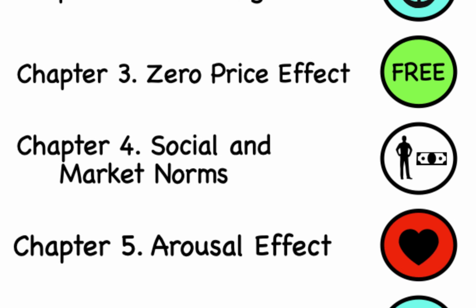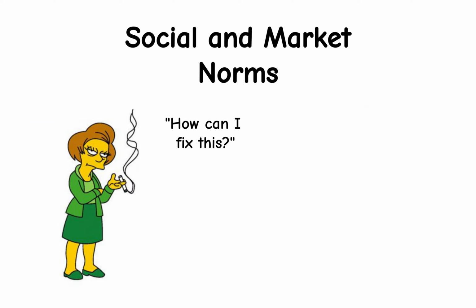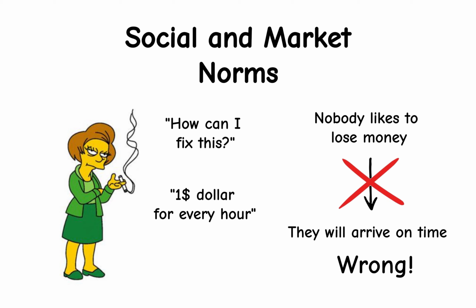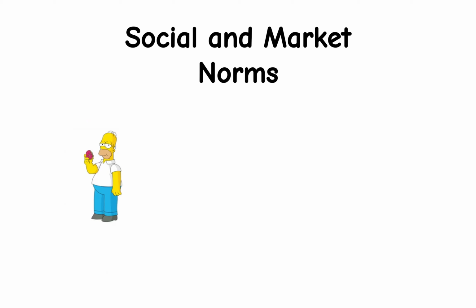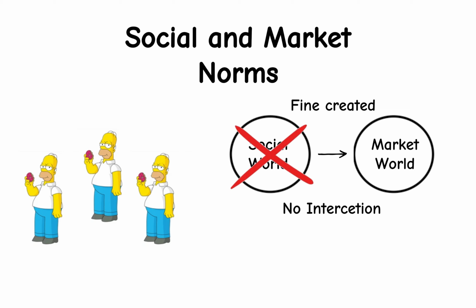Social and market norms. There was a daycare center in Israel where parents were often late to pick up their children. To combat the problem, the center imposed a small fine for arriving late. The expected result was that parents would stop arriving late to not pay the fine, but the outcome was opposite. The number of parents that arrive late actually increased. Social and market worlds are 2 worlds that don't intersect. By creating a fine, the center replaced the social norms with market norms.